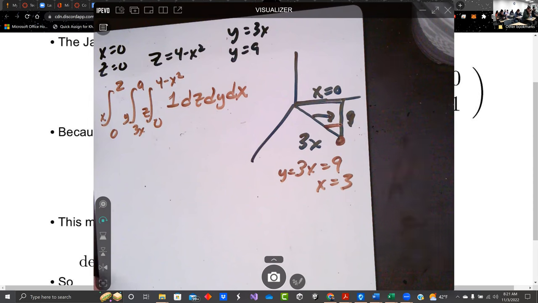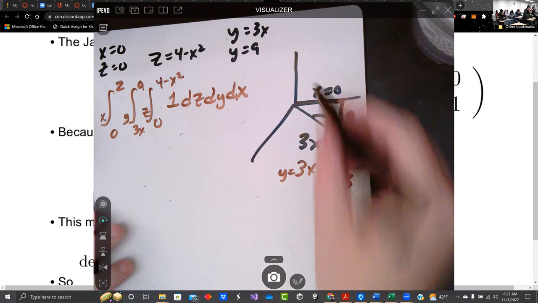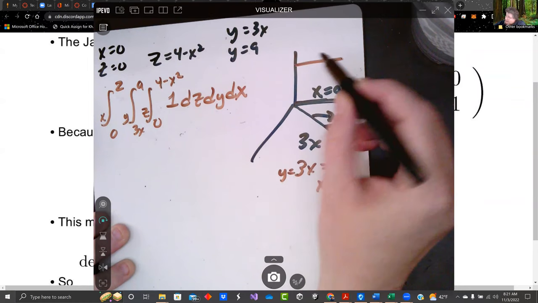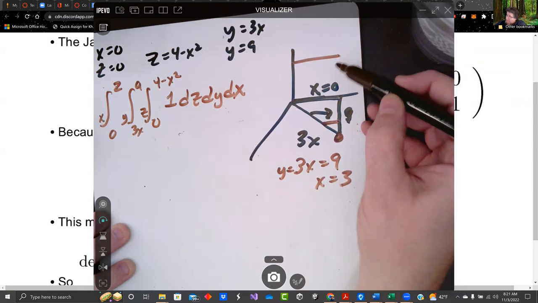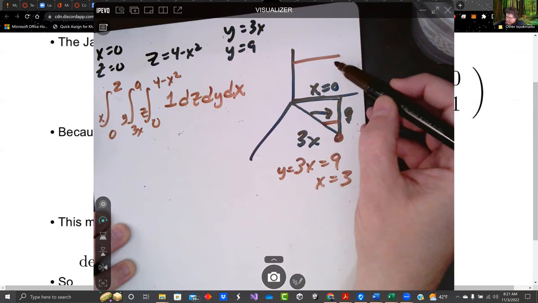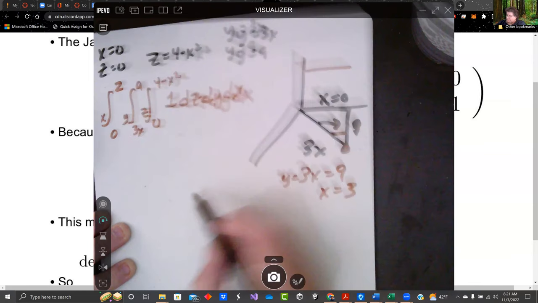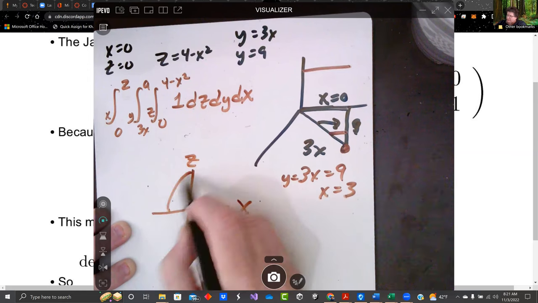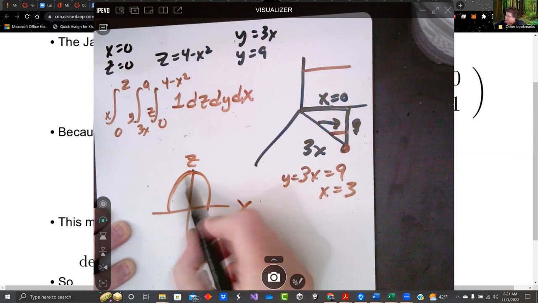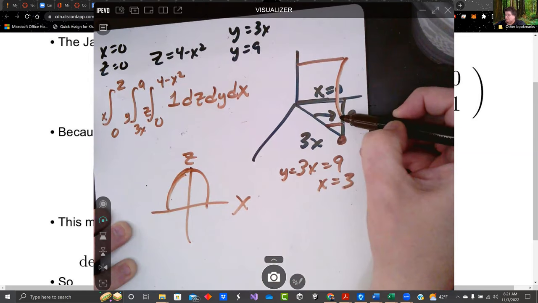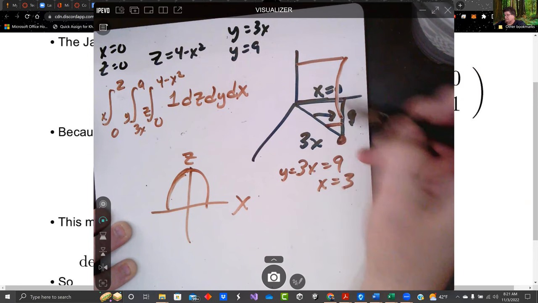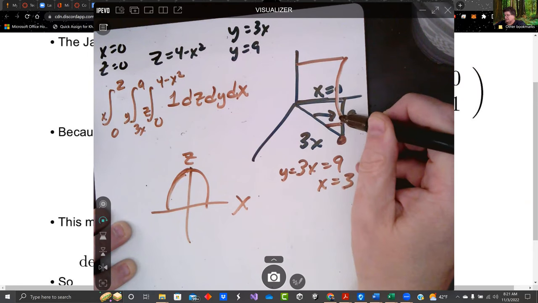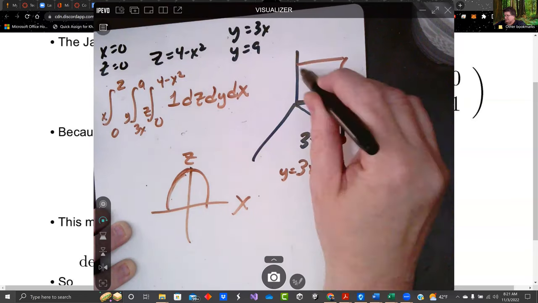So, Mr. Jones, if you were to draw a picture of this 3D shape, what would you think it would look like? It's a parabola going downward in the z-x plane. So z and x is like this. We have this part right here, an arc coming down like that. And as it goes this way, it's not doing the full arc.